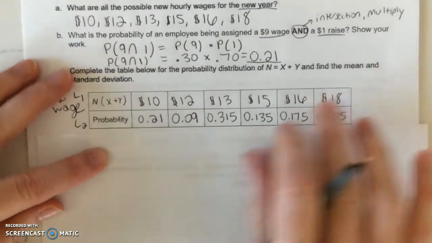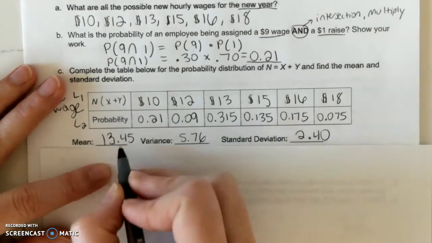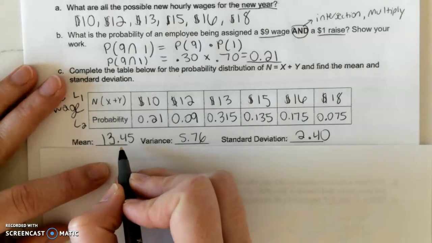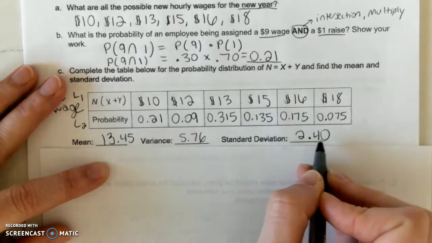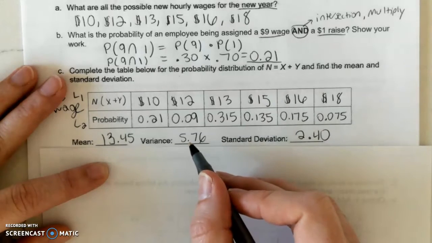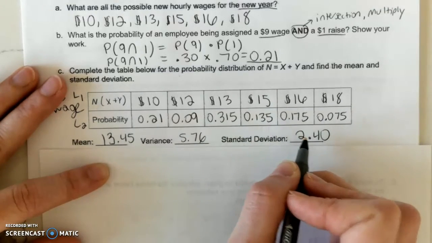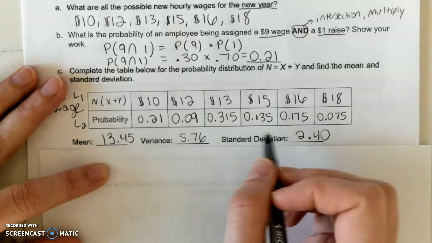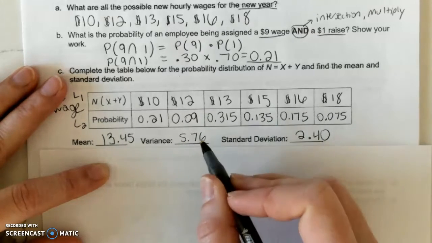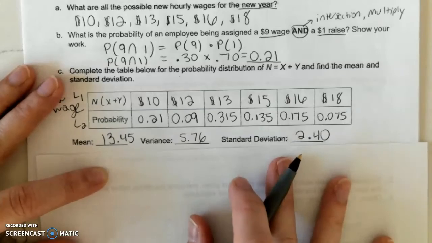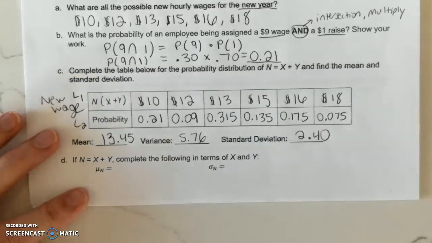All right, I trusted you worked them out on your own, and you should have gotten an expected value of 13.45, a standard deviation of 2.40, and a variance of 5.76. How did we get the variance again? We squared the standard deviation. That's their relationship. So 2.4 squared gives you 5.76.